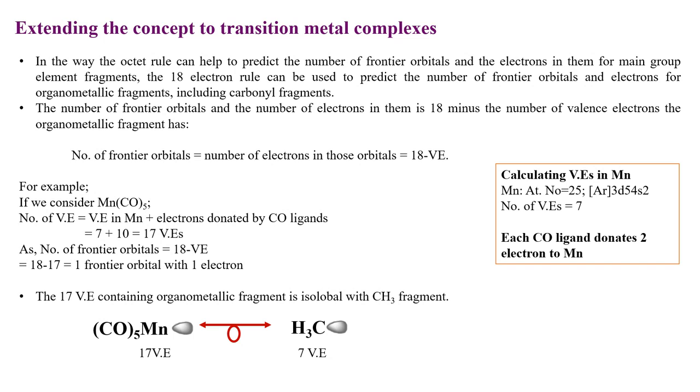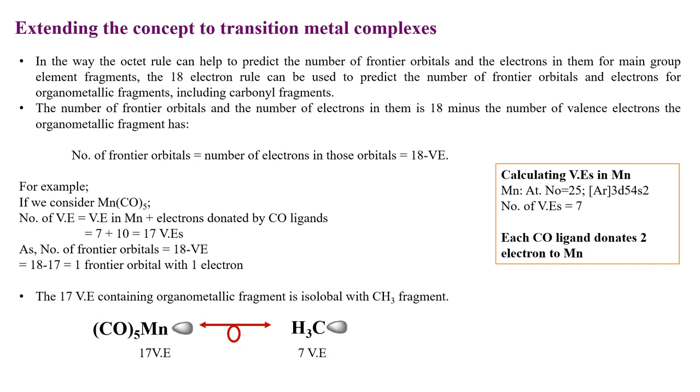I can relate it to the CH3 fragment containing 1 frontier molecular orbital with 1 electron. As I told you, here we are considering that the number of electrons in the frontier molecular orbital should be the same, the frontier molecular orbital symmetry and energy should be the same, and the number of frontier molecular orbitals should be the same or similar in order for them to be considered isolobal. All these criteria are satisfied by these two fragments.